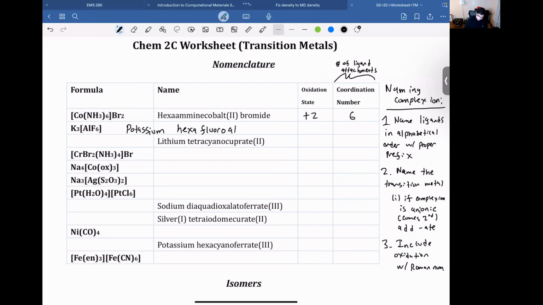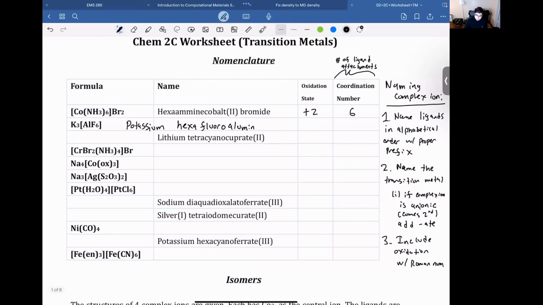Now, because this is an anionic complex ion, we do have to add the -ate at the end. And so instead of aluminum, it's named aluminate.